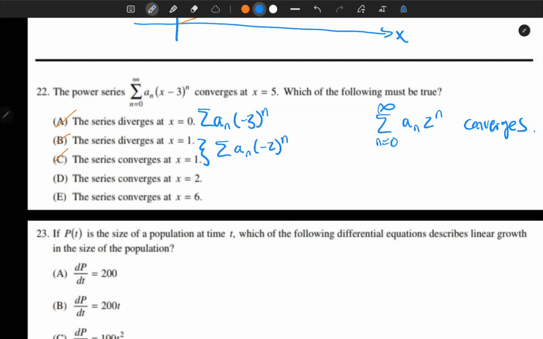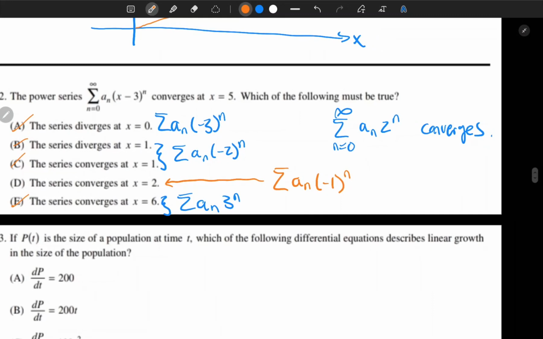Similarly, we know that E is not true, because if we plug in x is equal to 6, we get a sum of an times 3 to the n. But again, we don't have enough information. We don't know if that's true. So the only answer left is when we plug in x is equal to 2, and when we do that, we get a sum given by an times negative 1 to the n. So we know that an times 2 to the n converges.